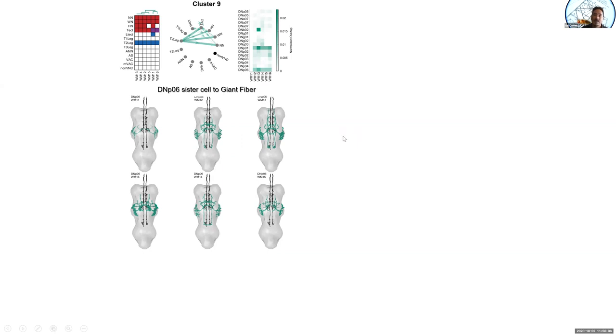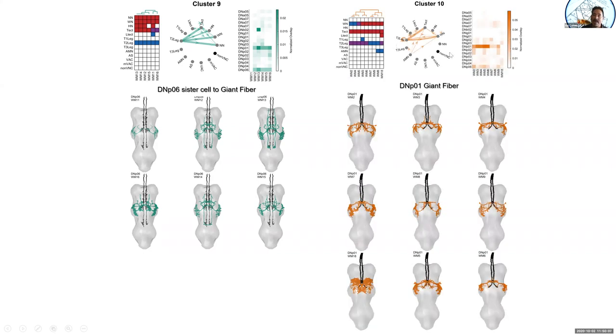If I look at this cluster though, cluster number 10, which is connected to the giant fiber, DP01, what you see is that it has very few connections. It just looks at the leg and then the wing and the tectulum. It bypasses the halteres. It doesn't care about the head. This is basically a get the heck out of there circuit, which essentially just means jump the heck out of the way and start flapping. I don't care what the heck's going on. And so this is the way that you can start taking these libraries and forming hypotheses with them, which you can then start testing in behavioral experiments.